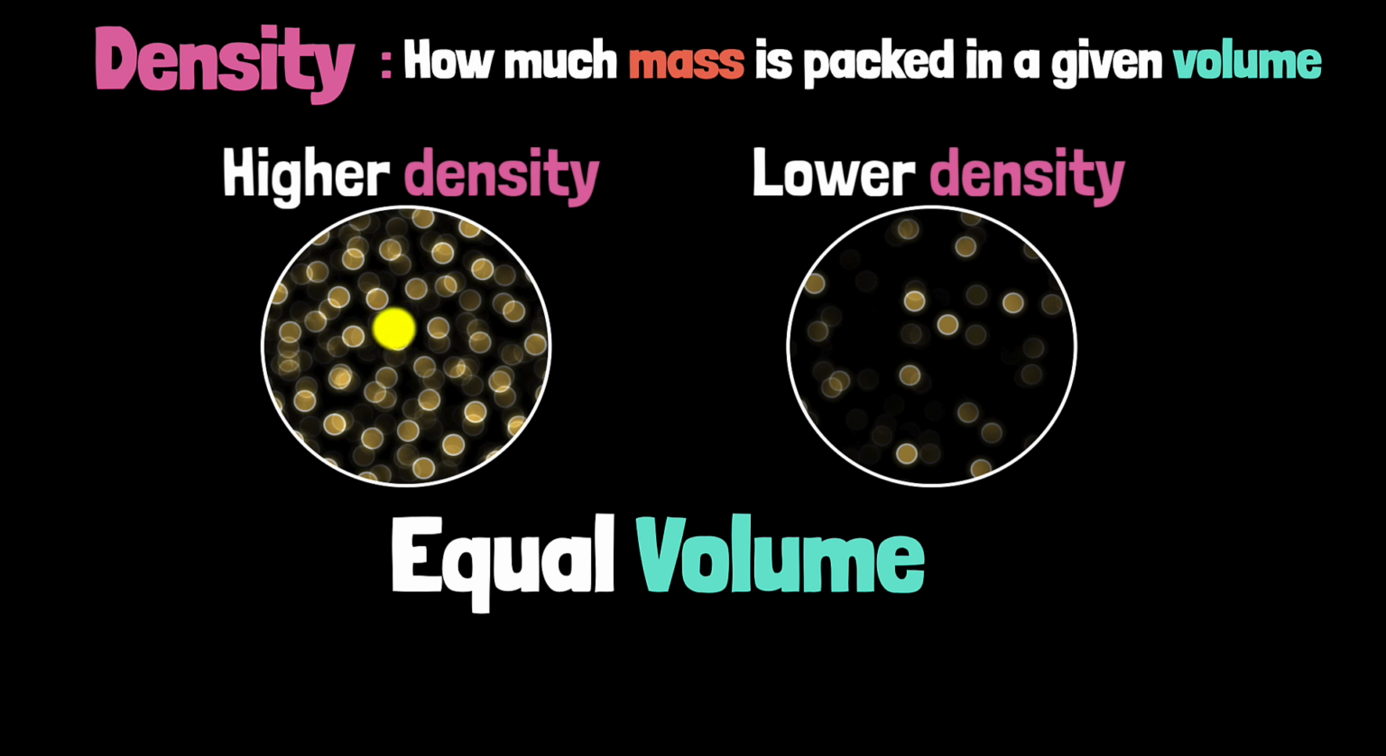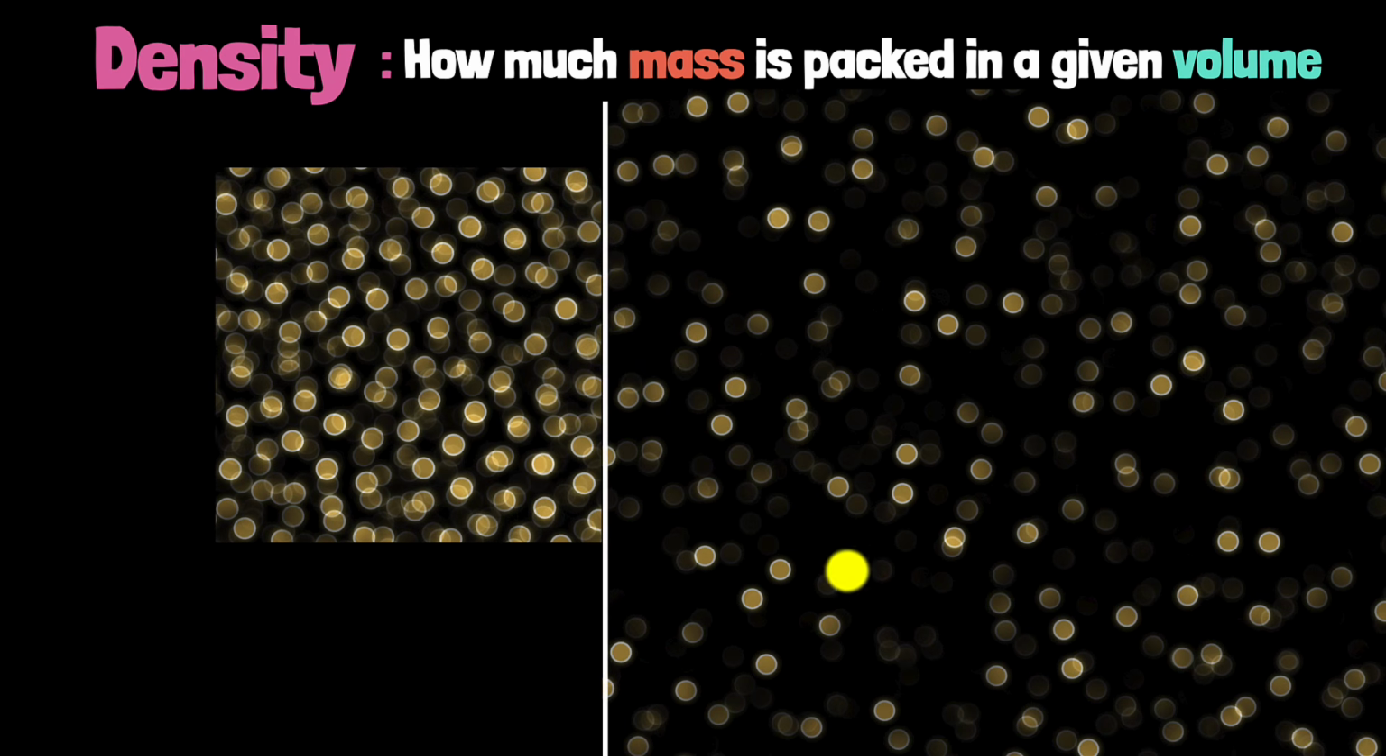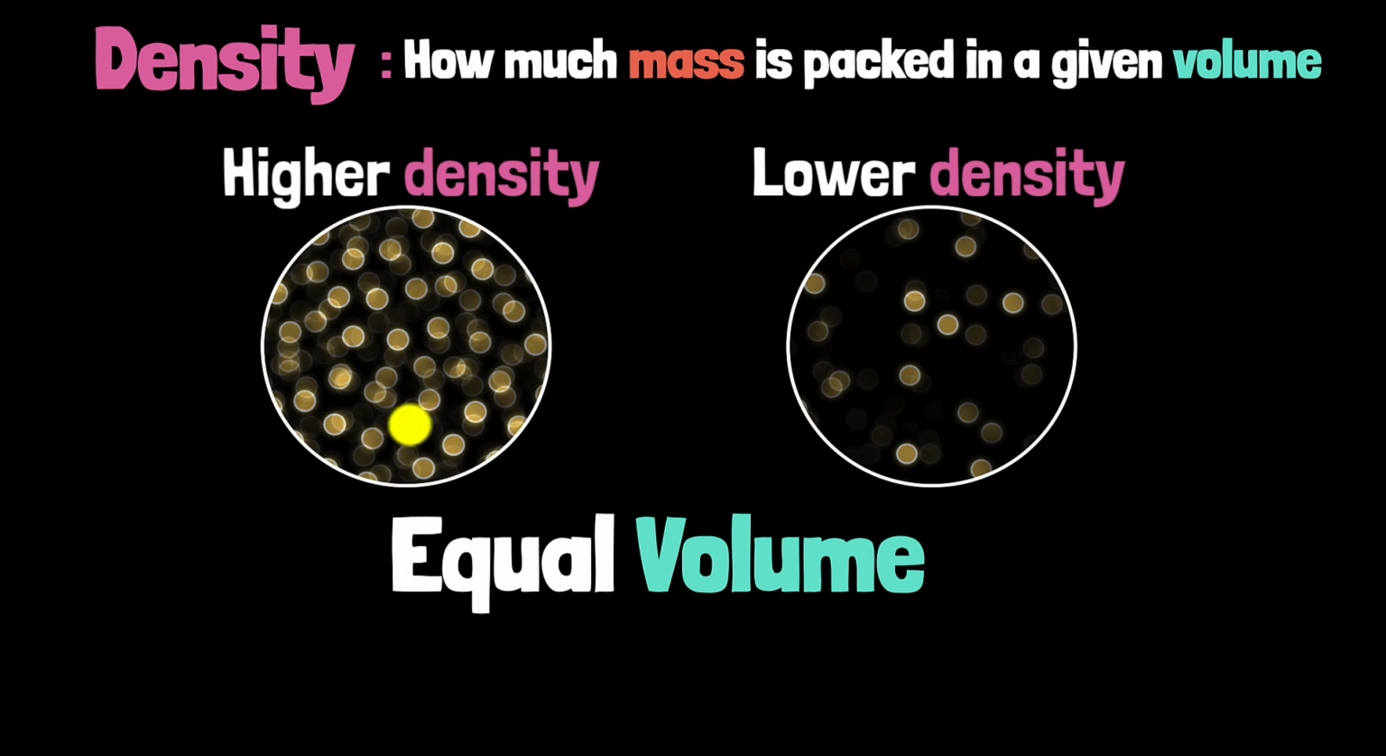So higher density. Now, it's possible that this material has more particles. This material has more mass compared to this material. That's totally possible because this material can be very, very big. But density is not about mass. It's about how much that mass is packed. That's why this has higher density, because that mass is packed very tightly.